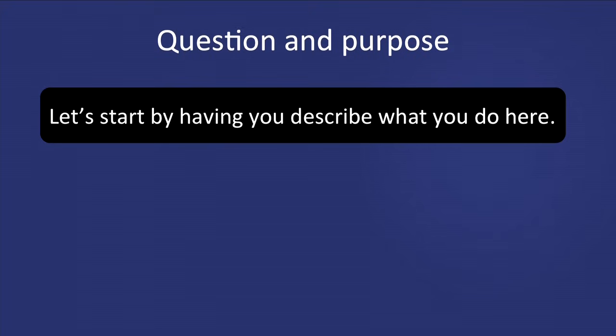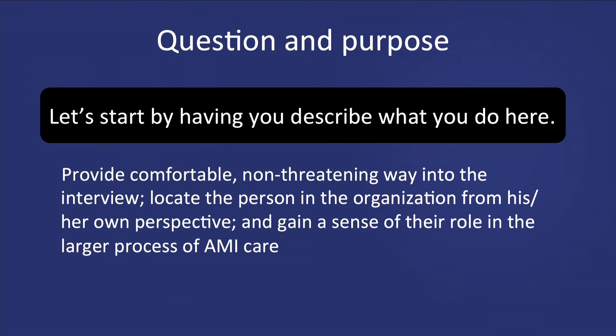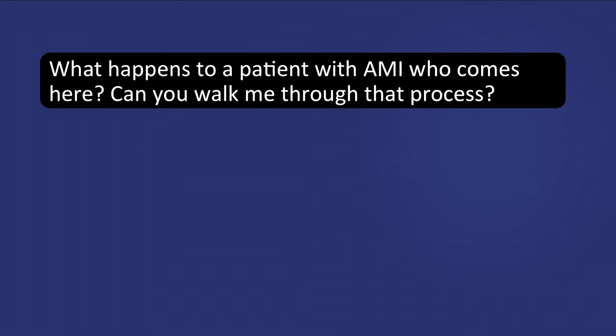So this is the opening question to the interview guide. You can see very broad. Let's start by having you describe what you do here. The purpose of this question is to provide a comfortable, non-threatening way into the interview. We also can locate the person in the organization from his or her own perspective. They're describing to you what they do within that organization. And we can also gain a sense of their role in the larger process of providing care to patients with AMI. So it's a very helpful opening question to both set the stage and to give the interviewer some sense of the respondent.